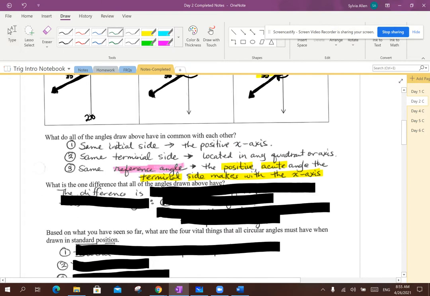All right, what is one difference that all of the angles drawn above have? Okay, so figure out if there's a difference.